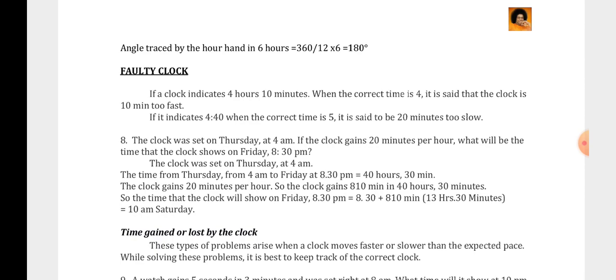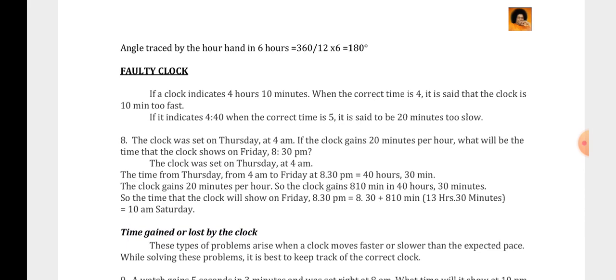So the time the clock will show on Friday 8:30 p.m. is 8:30 plus 810 minutes. We can take 810 minutes as 13 hours 30 minutes. That means 8:30 plus 13:30, and we will get 10 a.m. Sunday. It is very simple.